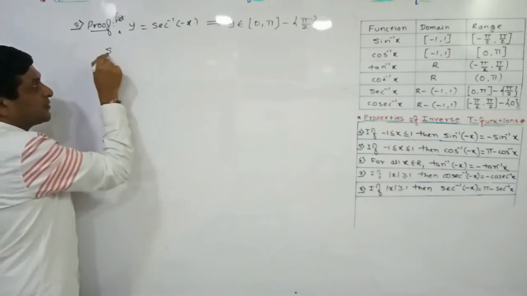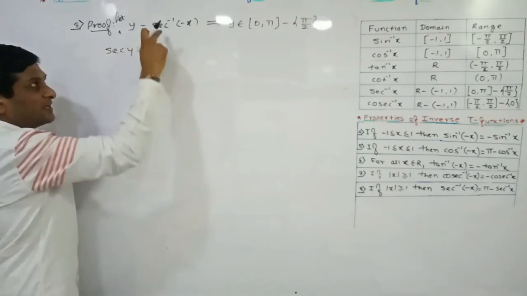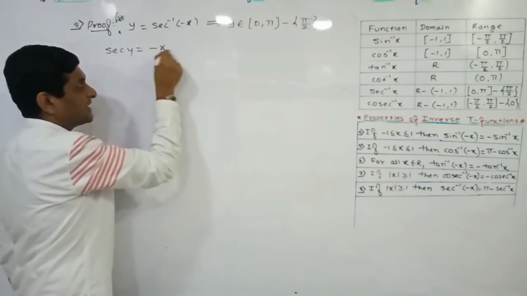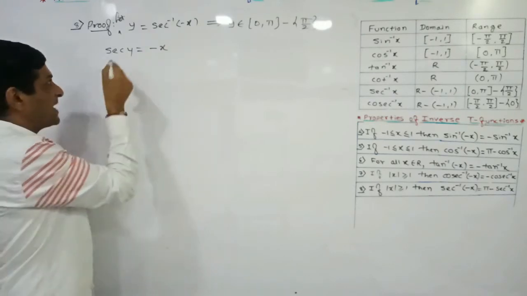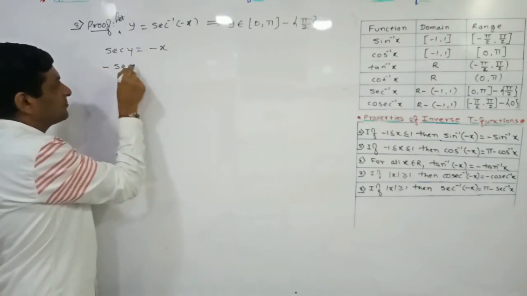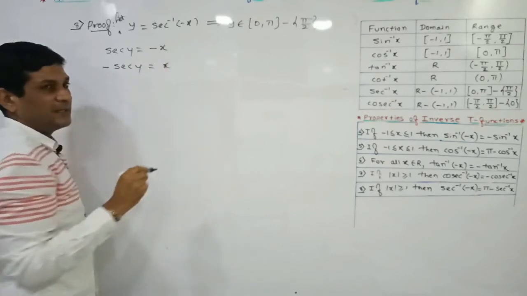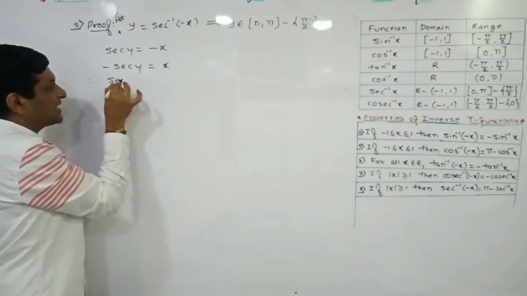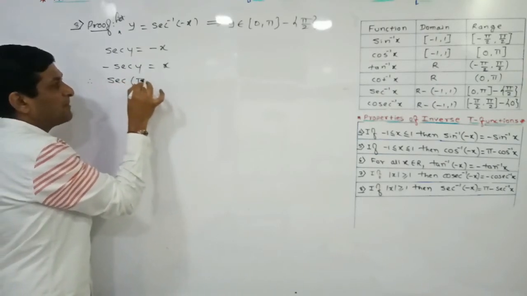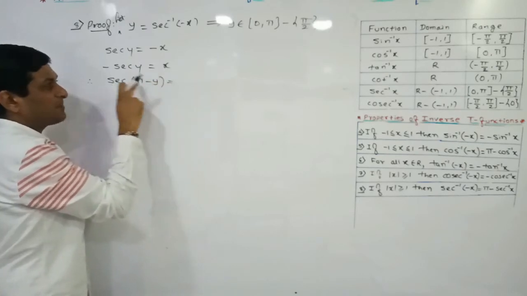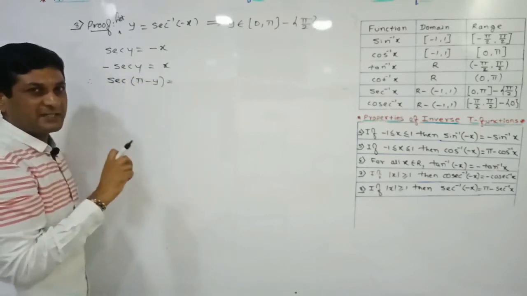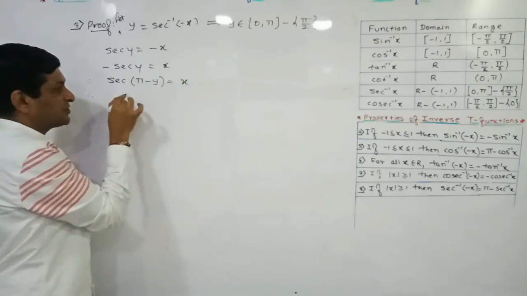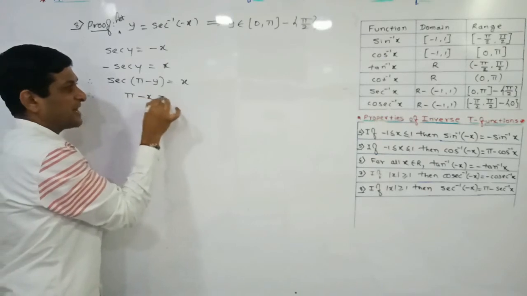We are taking sec on both sides, so on this side we will get sec y. On this side, sec and sec inverse will get cancelled, remaining term is minus x. Now I am multiplying both sides by minus, so on this side we will get minus sec y is equal to x. Now minus sec y according to allied angle formulas can be written as sec of pi minus y. We know that sec of pi minus theta is equal to minus sec theta. On this side x, keep it as it is. So therefore this expression can be written as sec of pi minus y is equal to x.